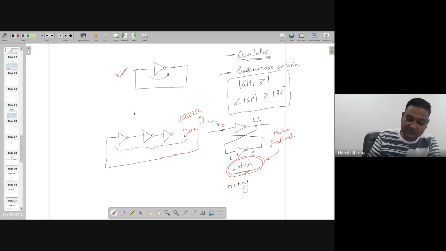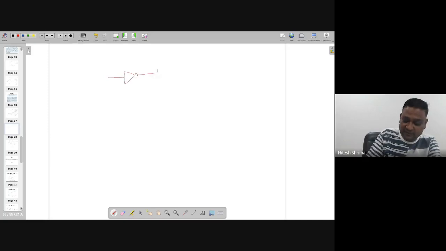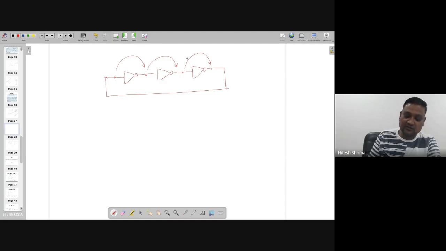What I mean to say is as follows: if there are 3 inverters, we already understood that input and output will have some delay. So for each one of these arrows, you will have some propagation delay. Let's consider this one as TP1, this one is also TP1, and this one is also TP1. So if all the inverters are identical in terms of MOS transistors, from here to here it will take in total 3 TP1 to propagate the signal.